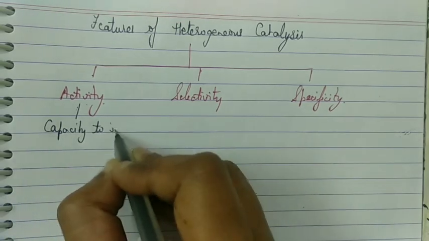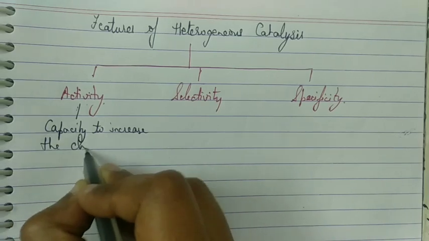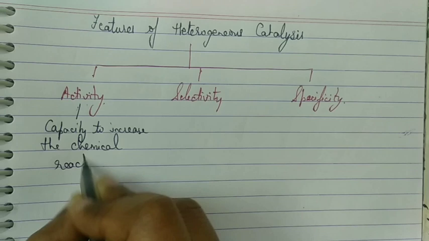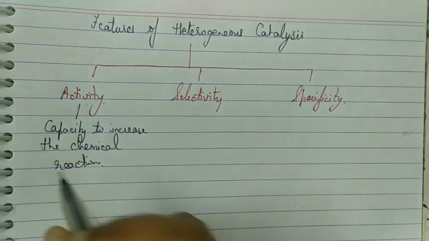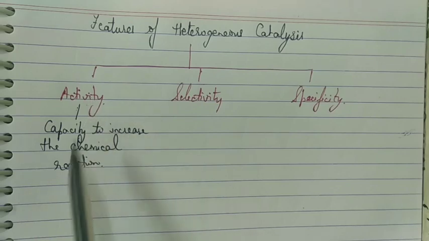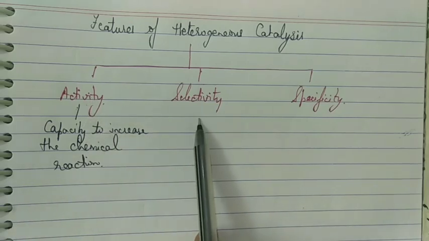Capacity to increase the rate of a chemical reaction, or we can say the extent up to which a catalyst can increase the rate of a chemical reaction. The other one is selectivity.